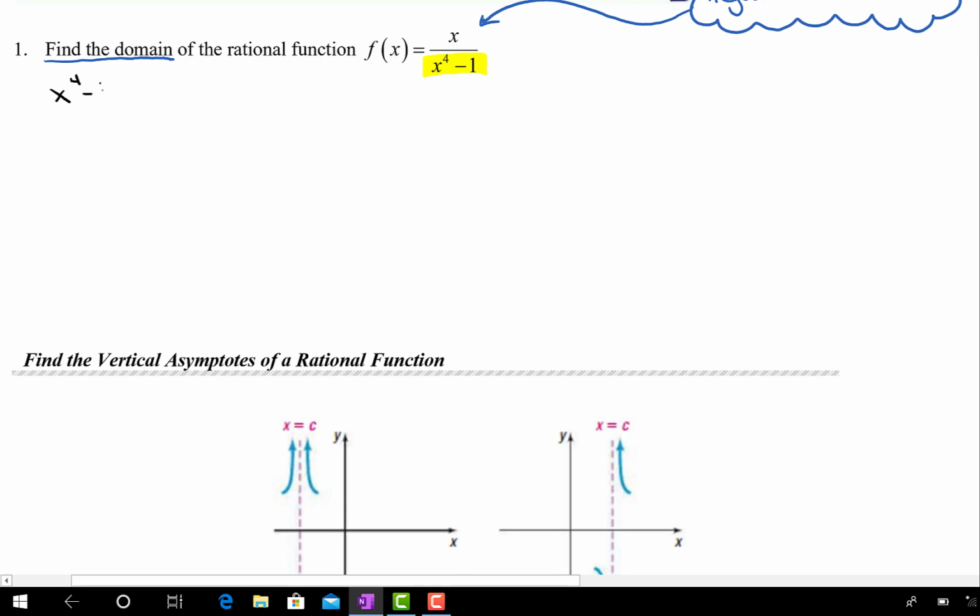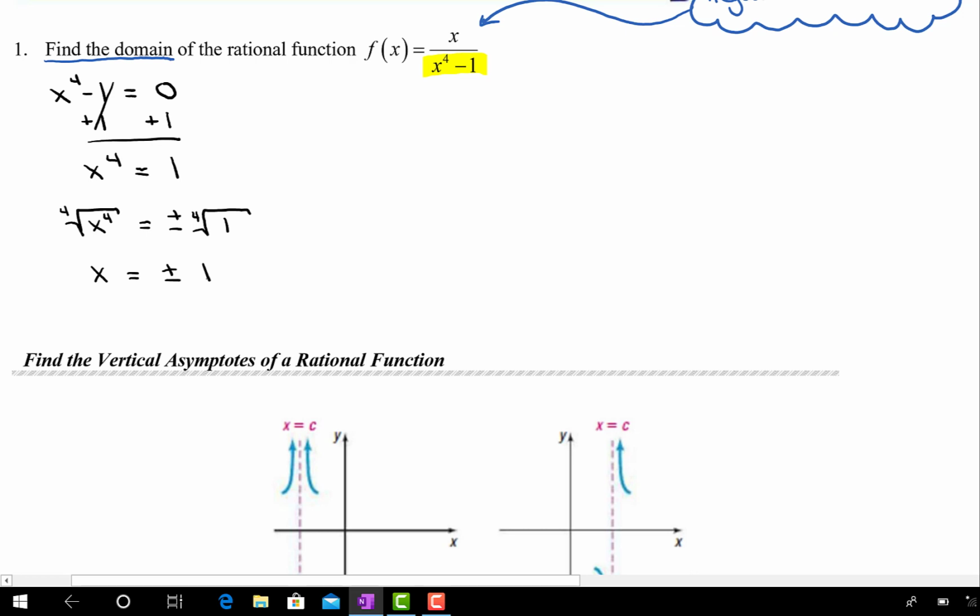A lot of times people say, what about the numerator? We don't worry about that when we're finding domain. All we care about is the denominator. So all I'm going to do is set the denominator equal to 0, and whatever I get there, that's what's going to be restricted from my domain. So here I'm going to end up with x to the 4th is equal to 1. And if I take the 4th root of both sides, I'm going to have to remember to put a plus or minus in front of the 4th root of 1. And this is going to give me x is equal to plus or minus 1.